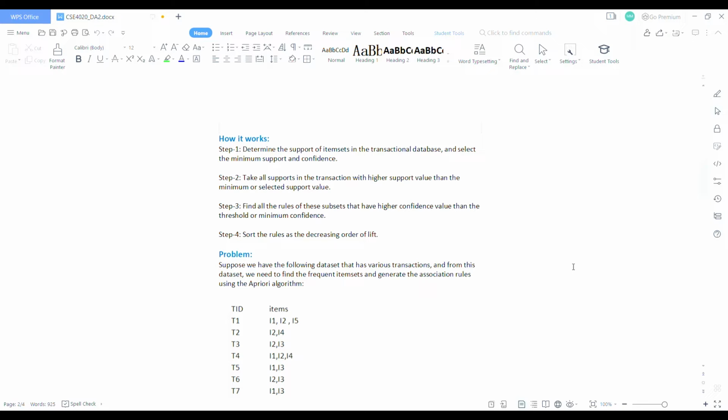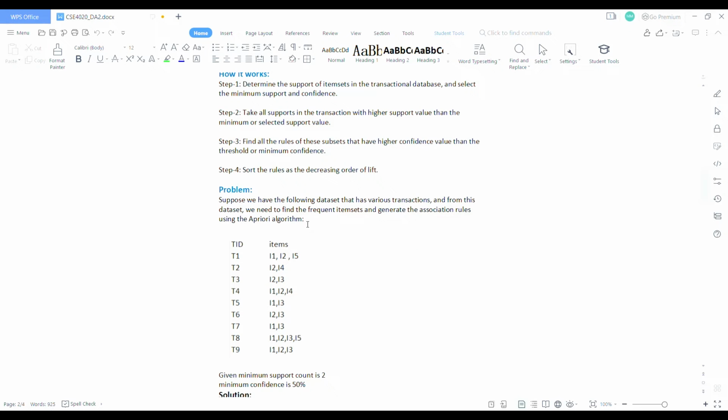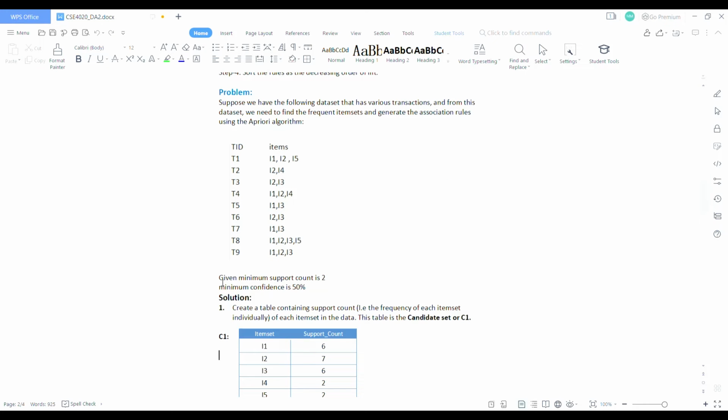It will be a lot clearer if we discuss a problem. It is given that there is a data set with various transactions, and from this data set we need to find the frequent item sets and generate the association rules using the a priori algorithm. Here we have the transaction IDs given from T1 to T9, and then we have the items column which has items ranging from I1, I2 to I5. It is also given in the question that the minimum support count is 2 and the minimum confidence is 50.